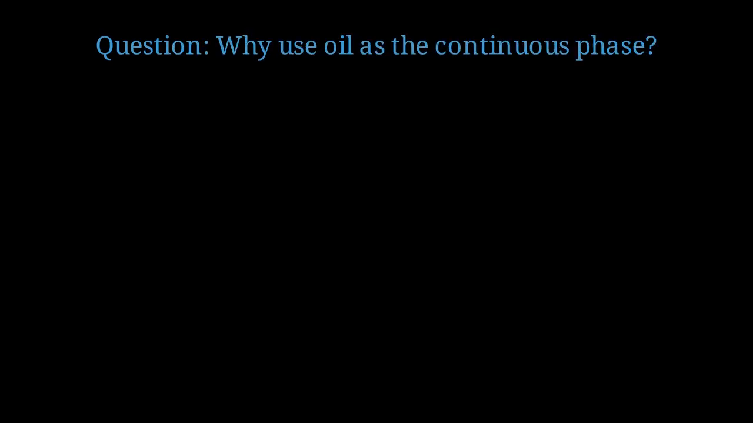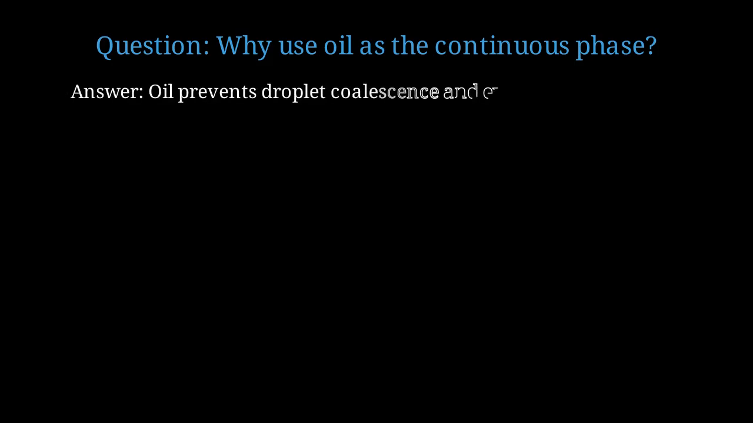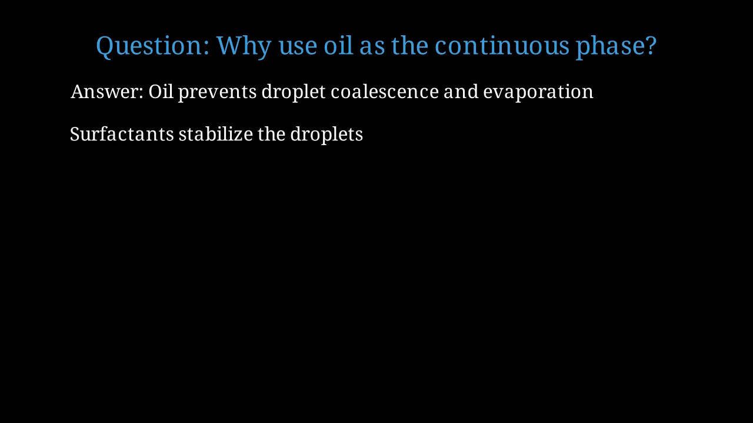Now you might ask, why do we use oil as the continuous phase? Why not just make water droplets and air? The answer is that oil serves 2 critical functions. First, it prevents droplets from merging or coalescing with each other. Second, it prevents evaporation, which would change the concentration of reagents inside the droplet. We also add special surfactants to the oil phase. These surfactant molecules position themselves at the water-oil interface and provide a stabilizing barrier that keeps droplets separated even when they're flowing in close proximity.